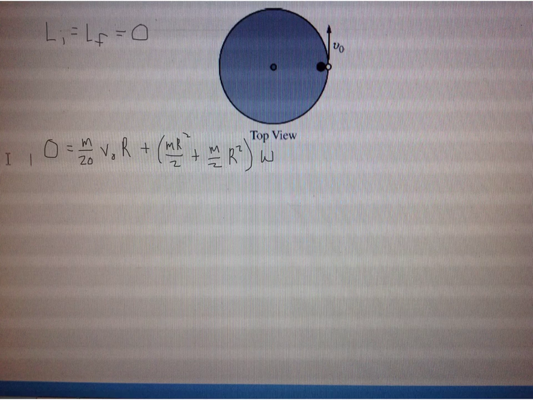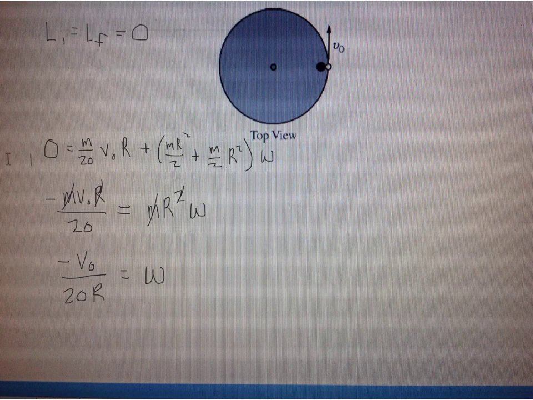And so now I just have to rearrange for omega. So at this point I have moved over the m over 20 times v naught r, combined my like terms for my moment of inertia, and canceled out my m and canceled out a single r on each side. And then finally, to solve for omega, all I need to do is divide by r. So we get that omega equals negative v naught divided by 20r, and the negative once again just tells me that it is in the clockwise direction to offset the counterclockwise angular momentum of the stone once it's thrown.